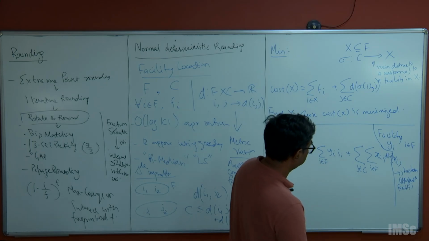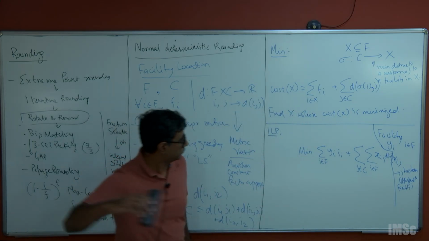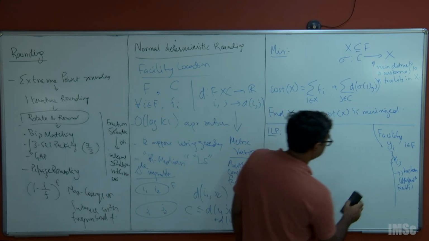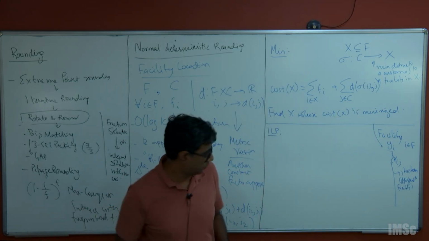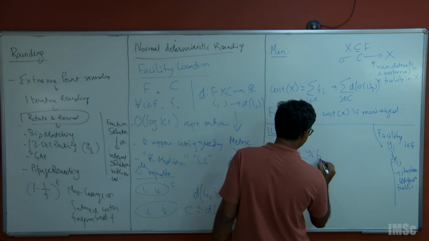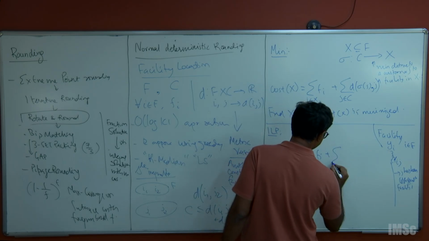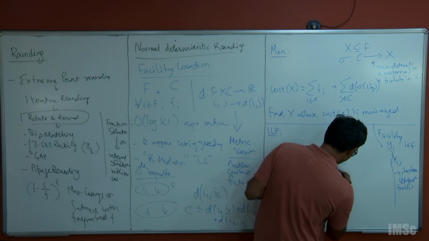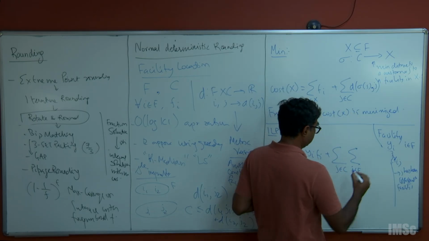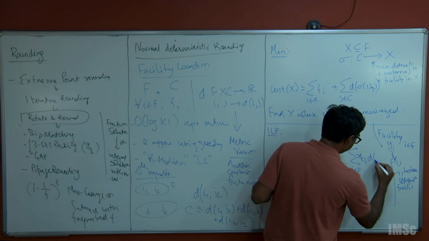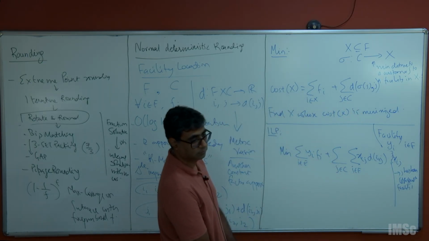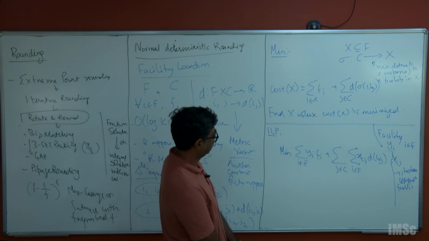Is that correct? So x_ij means j has been assigned to i. I am just moving it here, nothing more. Summation of y_i times f_i, i in F, plus what should I write? Sum over j in C, summation over i in F, of x_ij times d_ij. Is that correct? Is this the optimization function?